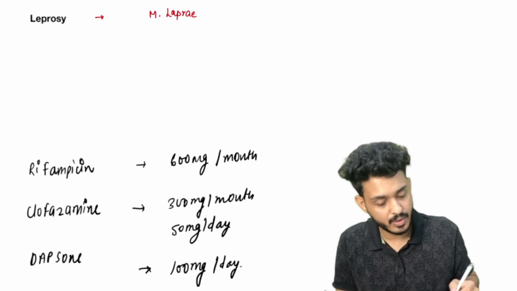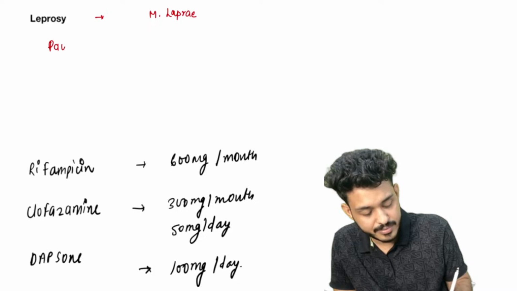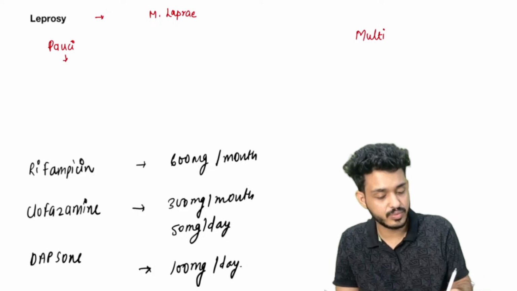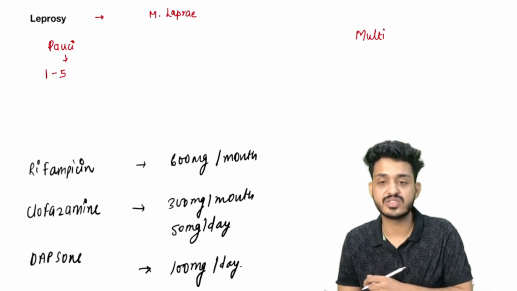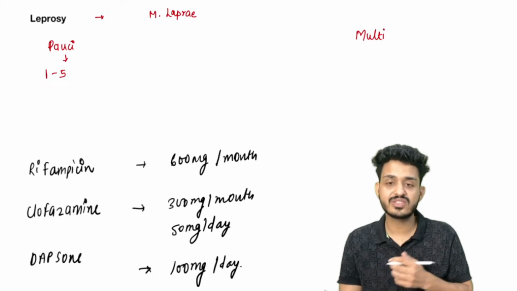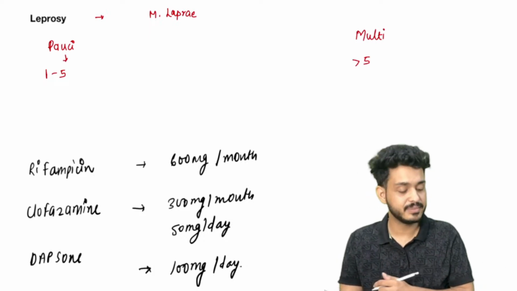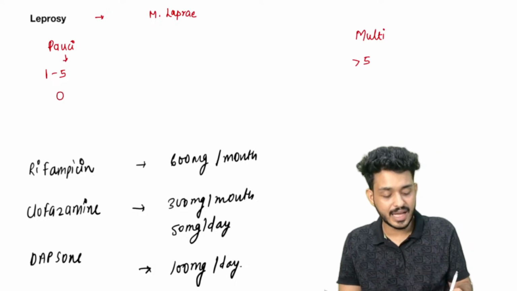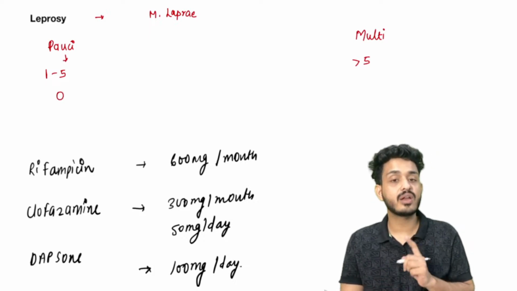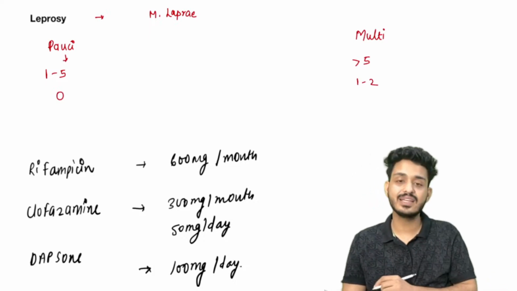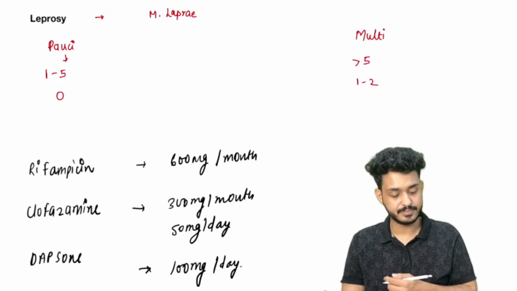Try to answer. Okay, till then we are having two types of leprosy. Children, we are having paucibacillary, we are having multibacillary. Paucibacillary, we will be having 1 to 5 lesions. Okay, if there are 1 to 5 lesions, we call it pauci. If there are more than 5 lesions, we call it multibacillary leprosy. Okay, nerve involvement, if I talk about, if no nerve is involved, that is paucibacillary. If 1 to 2 nerves are involved, that is multibacillary leprosy.